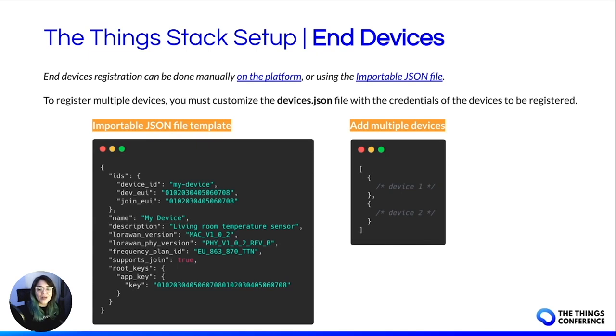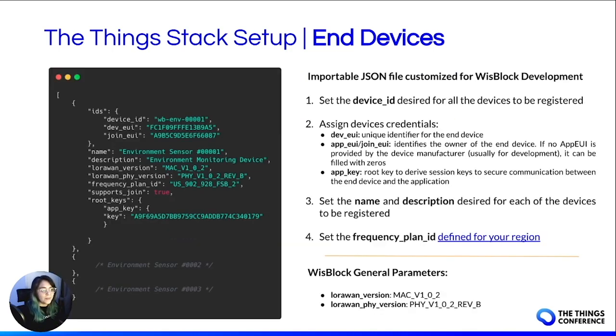To start, first, we need to register our end devices within an application in the Stack. This can be done in two ways: manually directly on the platform, or you can just import a JSON file to create multiple devices at the same time, which is what we're going to be presenting today. If we customize the importable JSON file for the WisBlock, it will look just like this one.